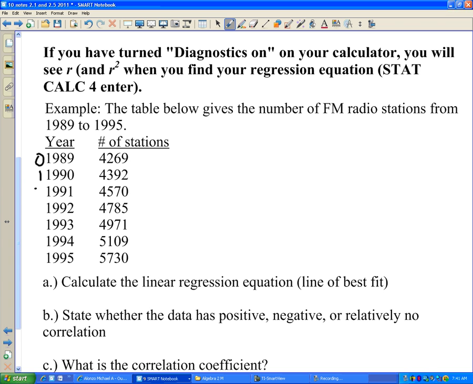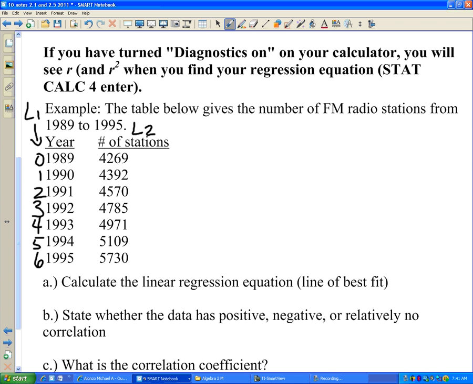So 1990 is 1, 1991 is 2, 1992 is 3, 1993 is 4, 1994 is 5, 1995 is 6. So it's these numbers here that are going to go in my L1. These numbers here are going to go into my L2.